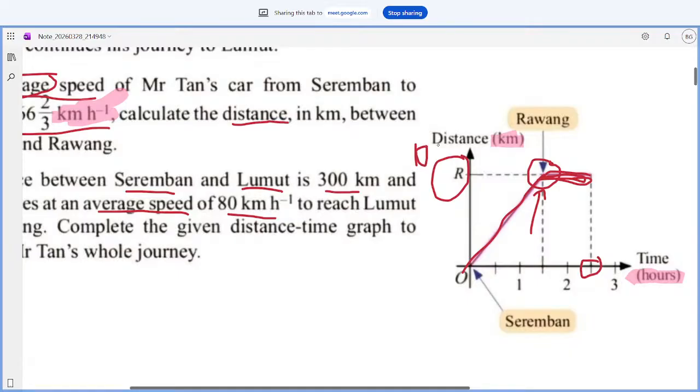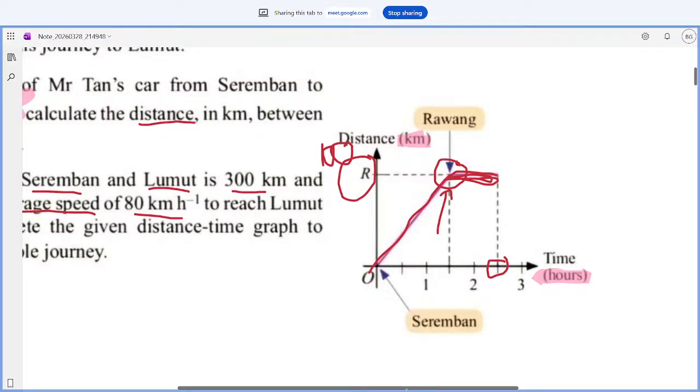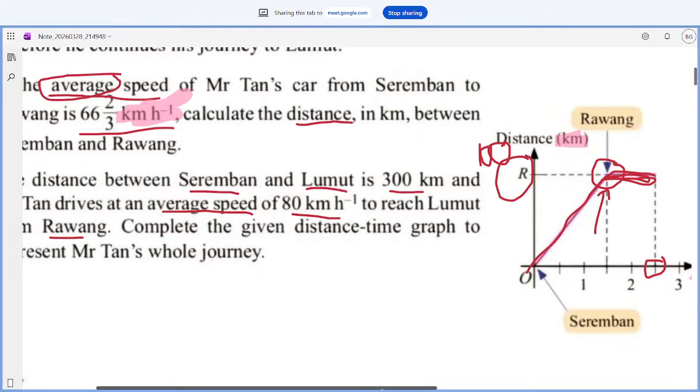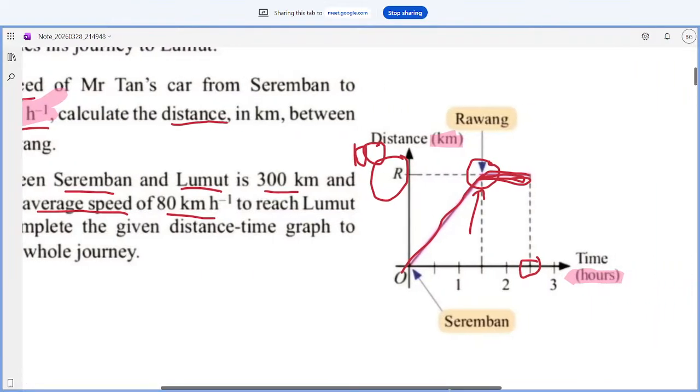So macam mana lukis, guys? How to draw the graph? Any idea? Anyone? Kamu kena lengkapkan graph ni. So macam mana? Think and see, guys. Cuba fikir. Come on, guys. Think and see. Think. Cuba fikir.